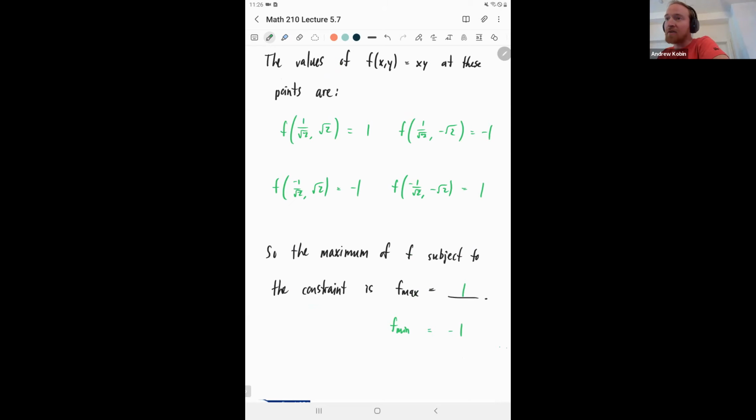And it occurs at 2 places for each of the max and min values. And you can go back and try to draw this ellipse and highlight those points. We'll do some of these in class together as well. So there we go. It's our first real constrained optimization problem using Lagrange multipliers.